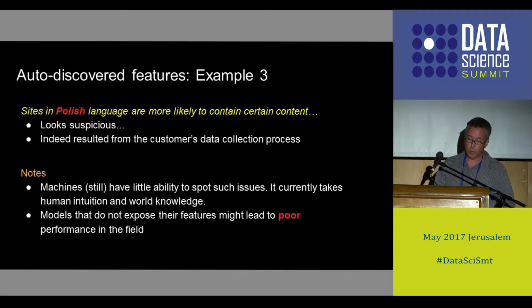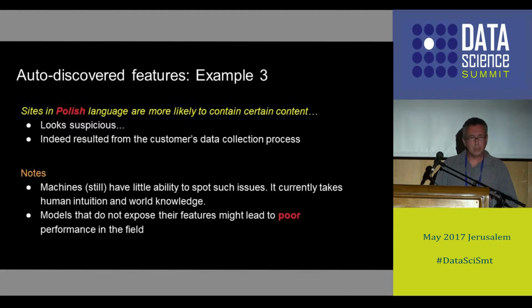On the other hand, let's see another feature from a different project. In this project, we have to classify or flag sites which contain a certain content that I don't want to mention, okay? And one of the features that popped up said that sites written in the Polish language are more likely to contain this content. And as a human, this doesn't make a lot of sense. From a statistical perspective, the feature was true. But it doesn't make a lot of sense, right?